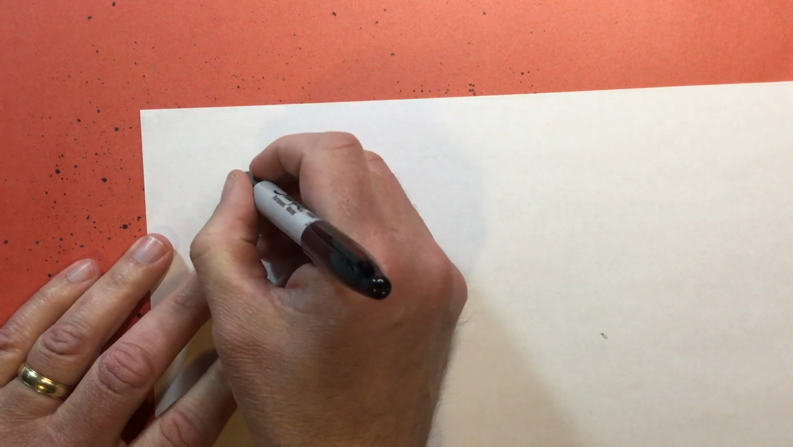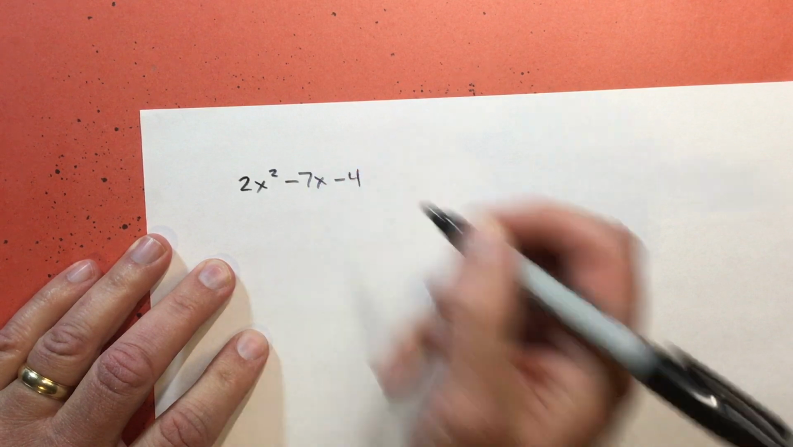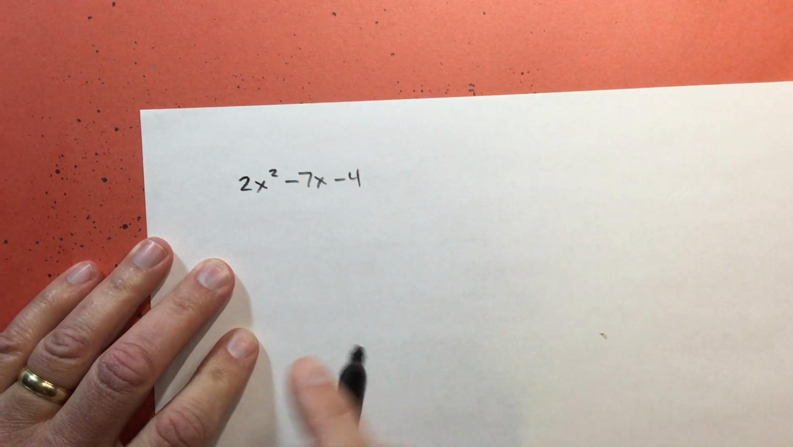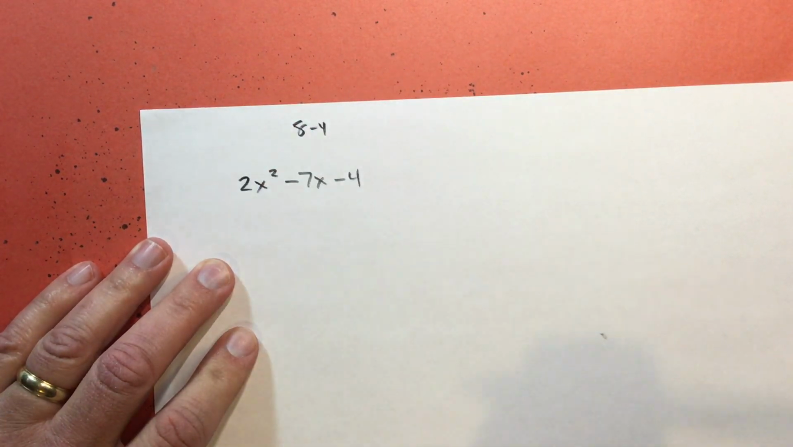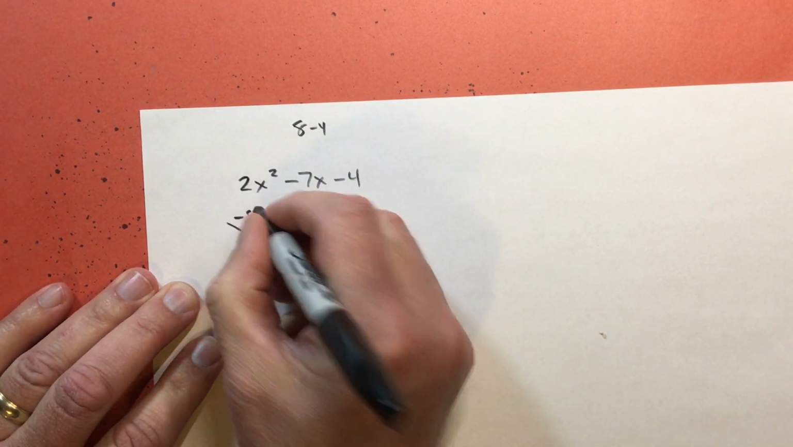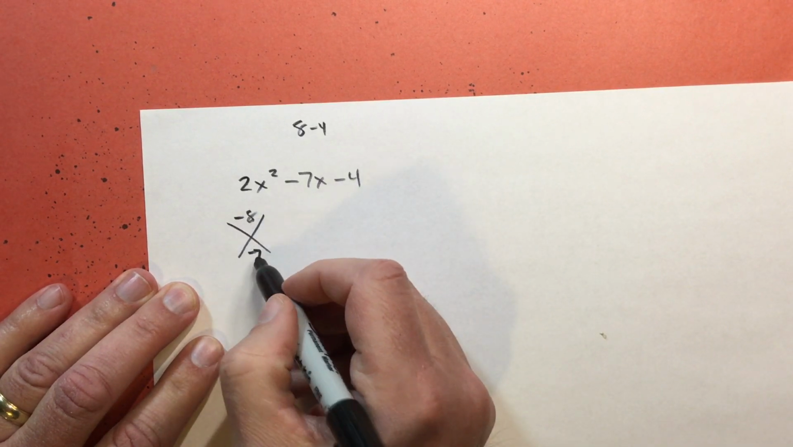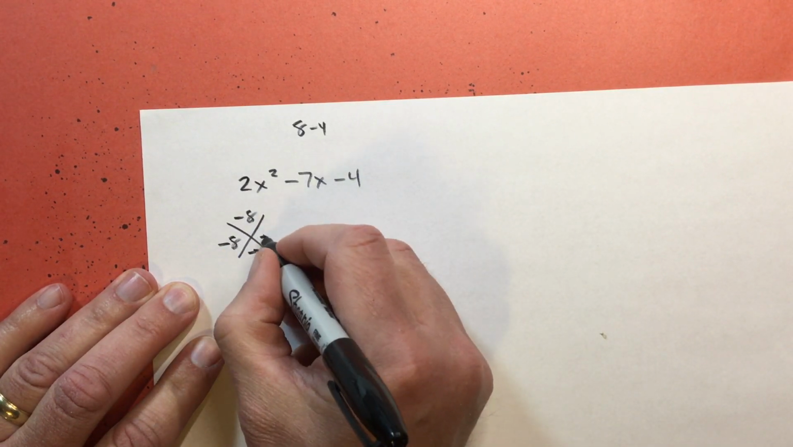It's still there. I'm going to write it. I can see it. I know you can't. But this is 2x squared subtract 7x subtract 4. All right, if you don't know how to factor this, please watch the 8-4 videos from Algebra 1. 2 times negative 4 is negative 8. Negative 7 goes here. What multiplies to give negative 8, but adds to give negative 7? That's negative 8 and positive 1.